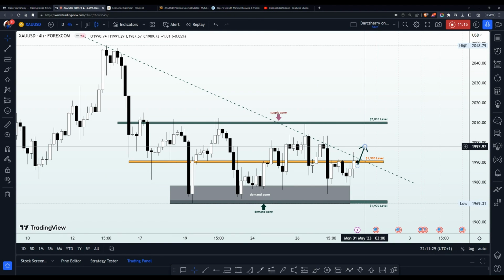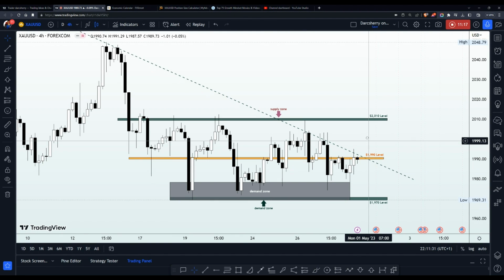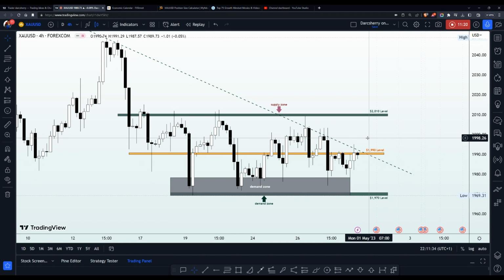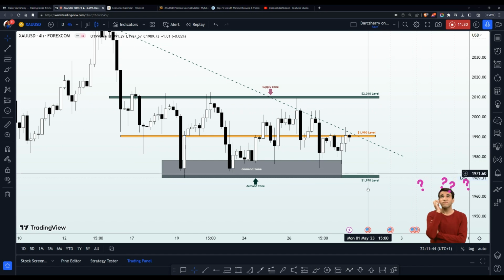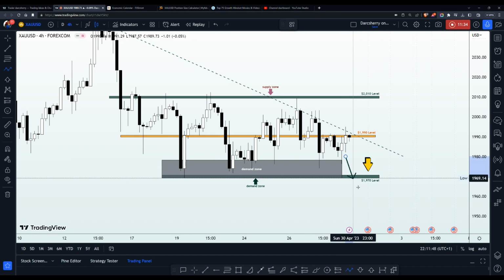Now, you all know what we do whenever we have a single bias. We also want to take into consideration the opposite potentials of the sellers as well. And judging from this current structure here, for us to sell the XAUUSD going into the new week, I would rather see price action take out the demand zone here at the 1970 to give me a signal that sellers are finally coming to stay.